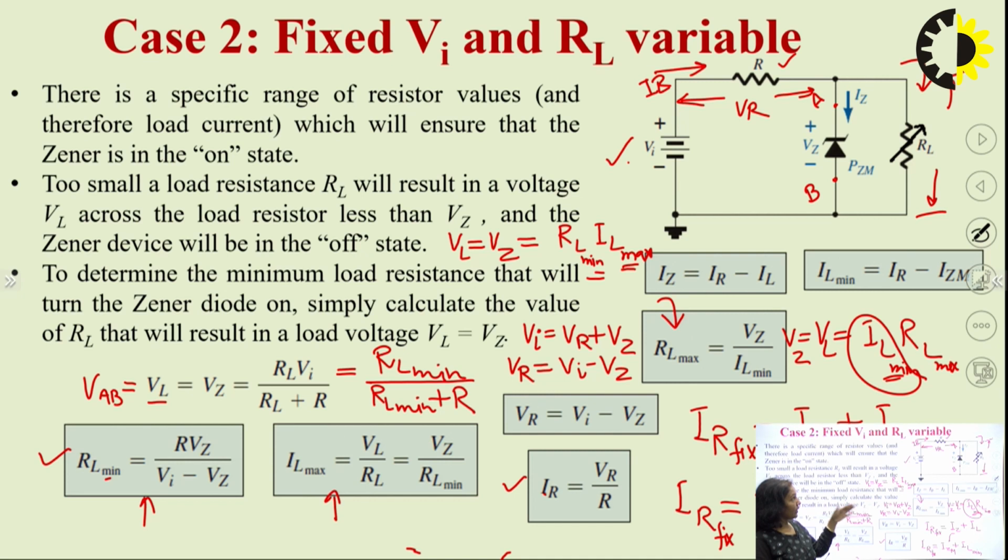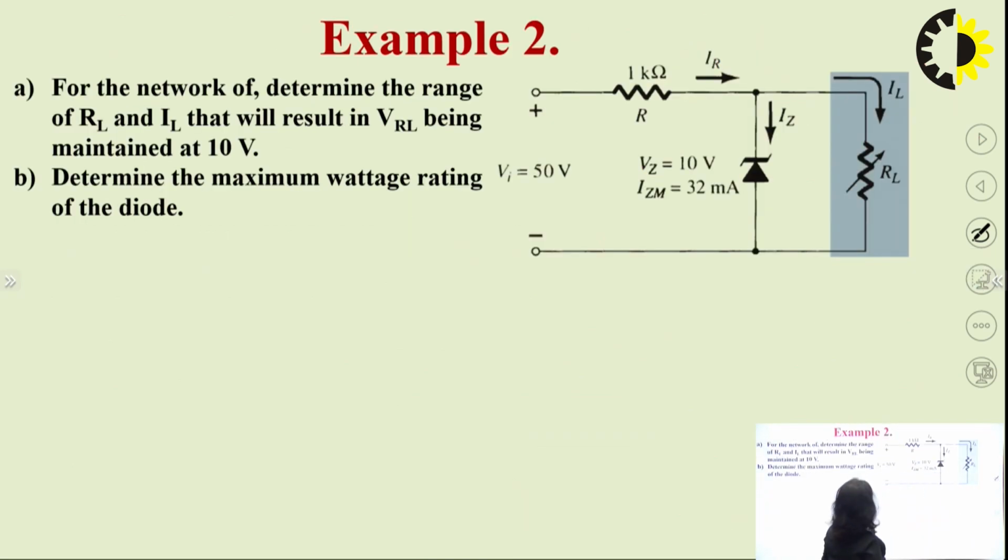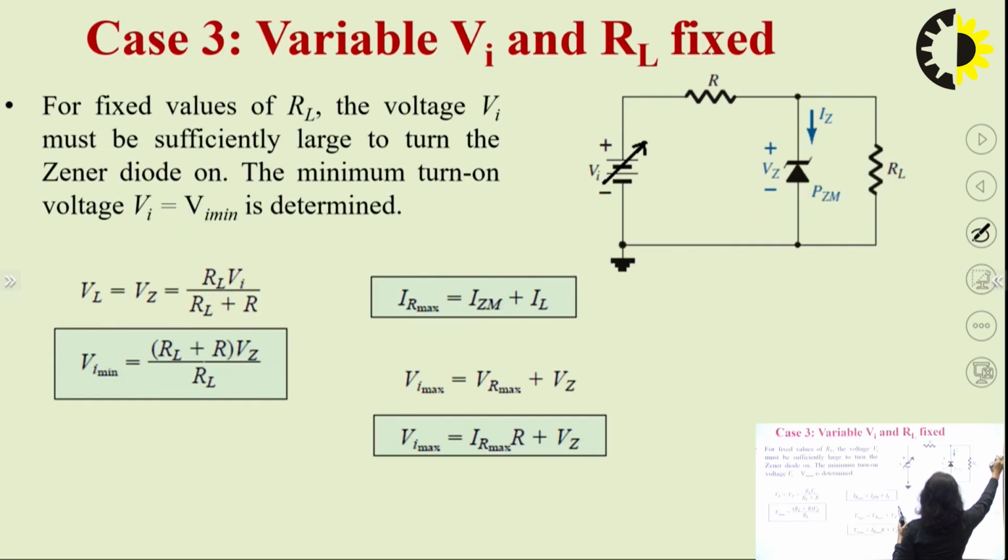So this is how we can calculate any variable value, the minimum and maximum value, by using this process. Importantly, we have to keep in mind three things. One is the voltage divider theorem for finding the minimum value of any variable, second is Vi equal to VR plus Vz, and third is IR equal to IZ plus IL. By keeping these three equations in mind, we can calculate any minimum and maximum, any range of the variable. So this is how we can solve the problem.